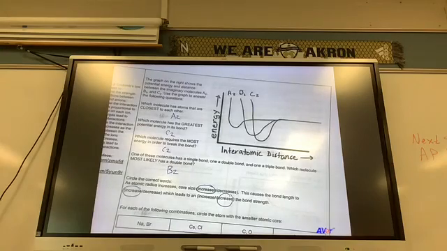Na wants to do what with one electron? Give it away. Br wants to do what with one electron? Gain an electron.